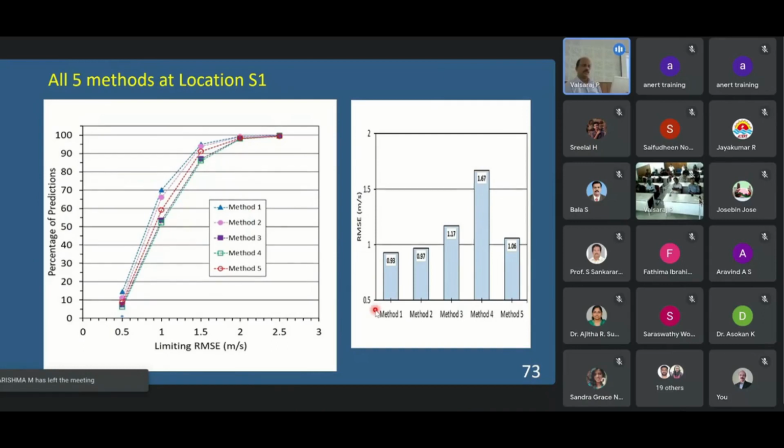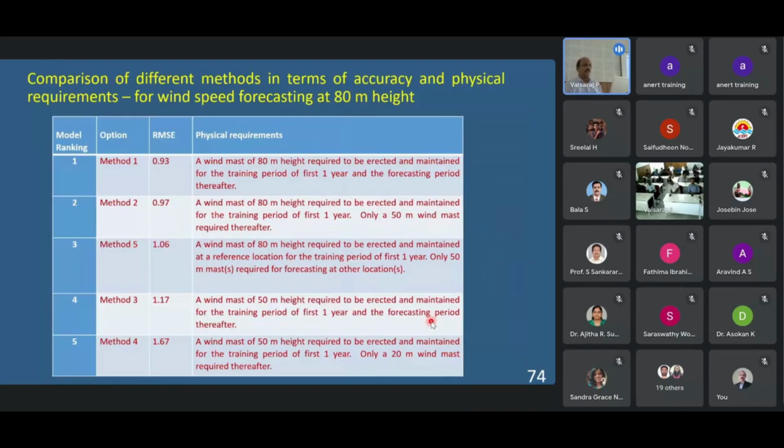This is another representation. Throughout the 1 year span, I calculated RMSE. Here again, the same thing is shown. Method 1 is the best one with the lowest level of error. But there are some advantages from the practical perspective. As I told you, you have to retain the 80-meter mast. It's a complex one. When the sensors go down, you will have to de-erect, correct it, and re-erect. So many spaces required, so many difficulties. But here, some slight error is there, but some engineering friendliness is there.